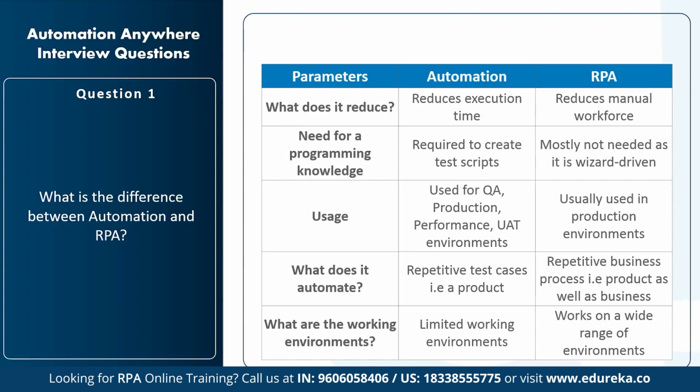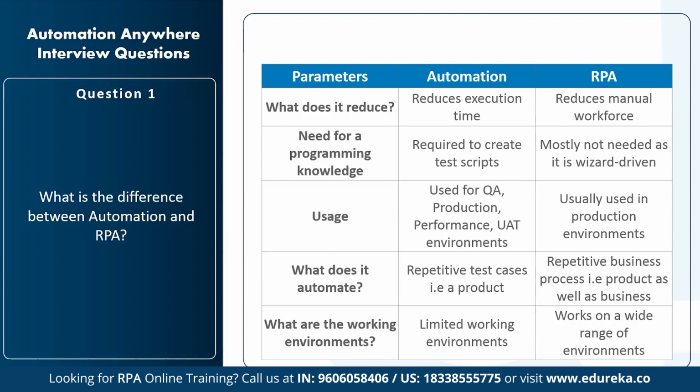Comparing automation and RPA on usage parameters, automation is used for quality analysis, production performance, user acceptance test environments, and so on. RPA is mainly used in the production environments. Coming to the next parameter, what does it automate? Automation basically automates the repetitive test cases, that is a product, and RPA automates repetitive business processes, that is products as well as business. Now the final parameter, the working environments: for automation, there are limited working environments, and for RPA, there is a wide range of environments.